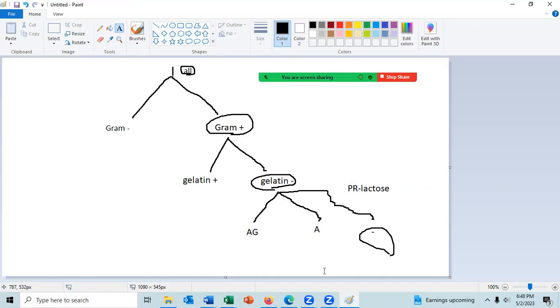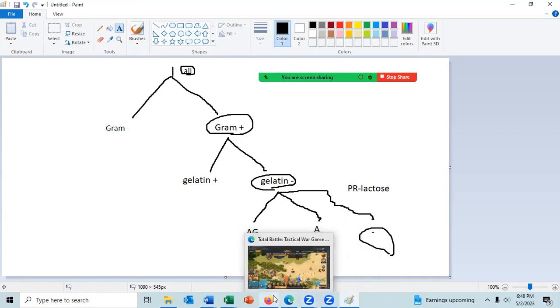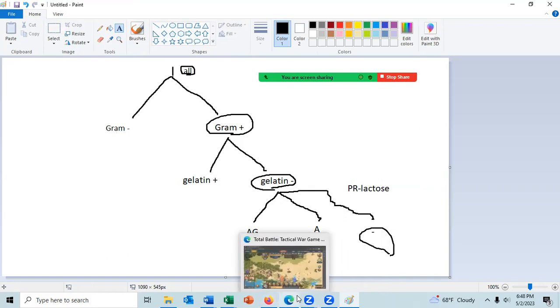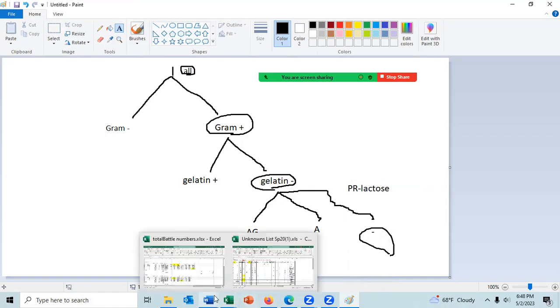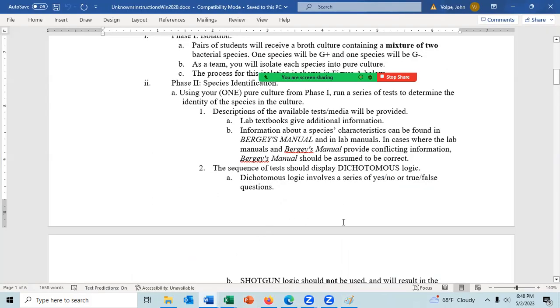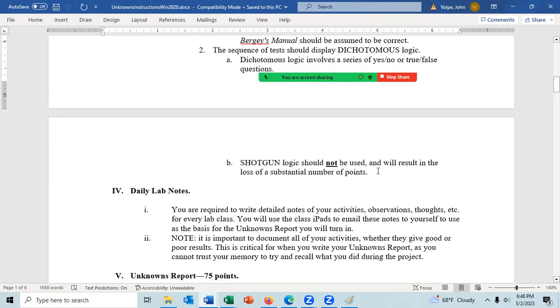If you ask for more than one test at a time, you will not be following dichotomous logic. There will be a penalty if you turn in your report and you've not followed dichotomous logic. Follow dichotomous logic. Shotgun logic will be severely penalized. And that's like if you ask for all the tests at one time. That would be an extreme example of shotgun logic. If you asked for lots of tests over lots of days, that would be following shotgun logic.